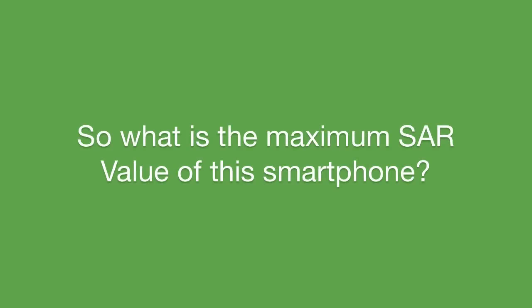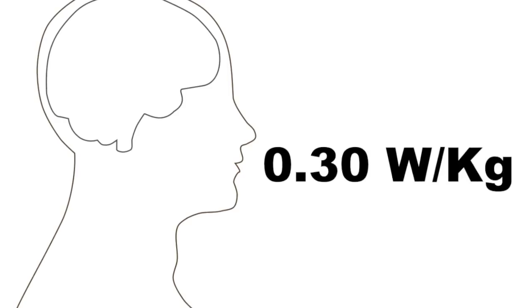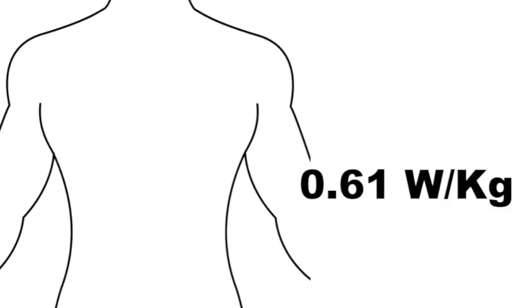So what is the maximum SAR value of this smartphone? Well, the maximum SAR value of the Yu Yutopia is 0.30 watts per kilogram at the head and 0.61 watts per kilogram at the body, which is below average and it is a good thing.